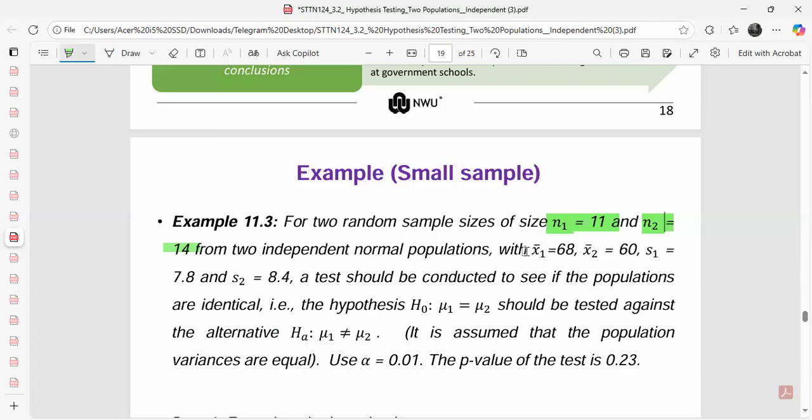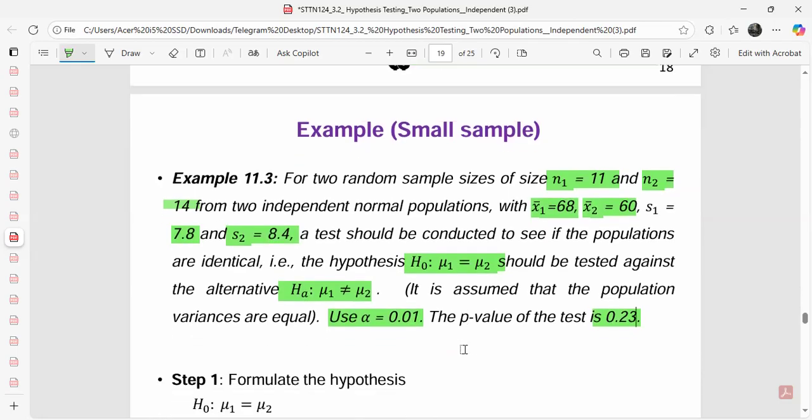Already we're given X bar 1, the sample mean 168, sample mean 2 60, standard deviation 1 78, standard deviation 2 8.4. Now a test should be conducted to see if the populations are identical. We're given everything here, so it's going to be easy. Alpha is 0.01 and the p-value is 0.23. The p-value is greater than alpha, so we fail to reject the null hypothesis at 1% level of significance.